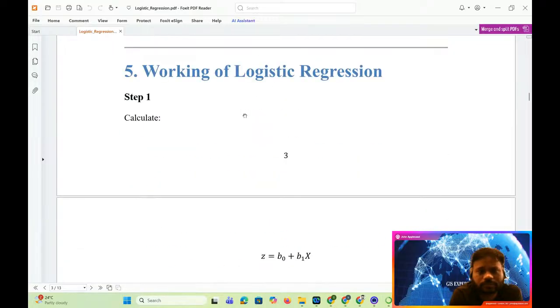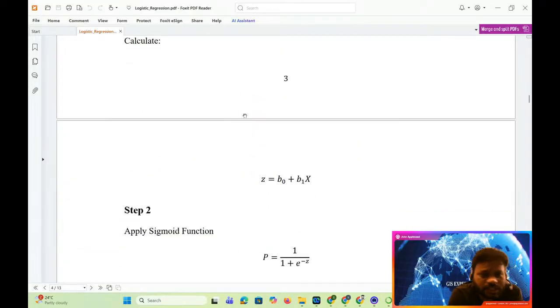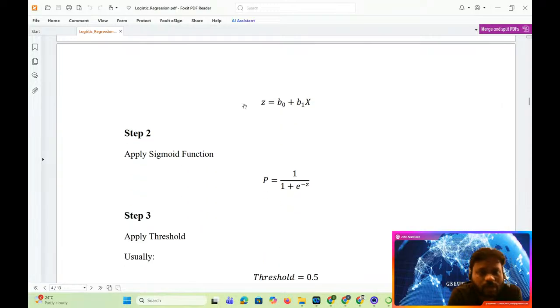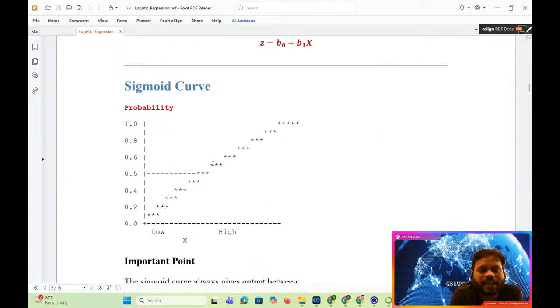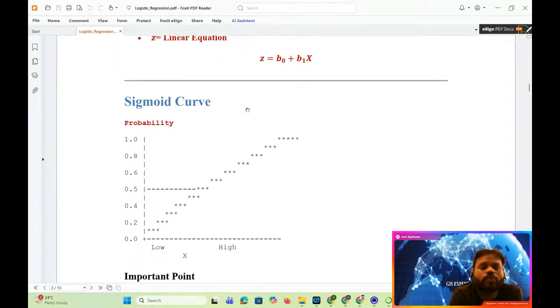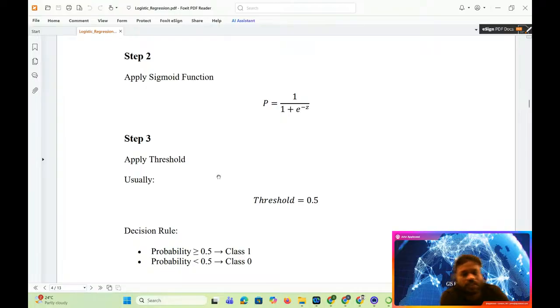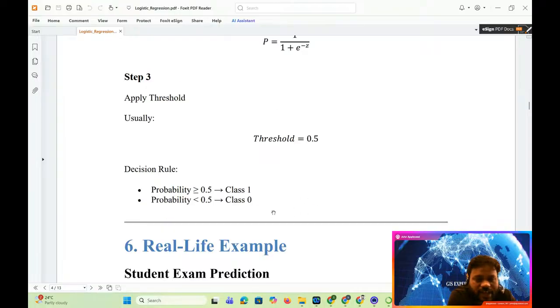Okay, working of logistic regression. Step 1: calculate z is equal to b0 plus b1x. First calculate the z. Step 2: apply the sigmoid function, put this value of z in this, and you know e is a constant, called Euler's constant, 2.718, which I have already told you. Step 3: apply threshold. Usually the threshold is 0.5. If the probability is 0.5 or more, it is class 1, and less than that is class 0. Okay, the threshold value you have decided.